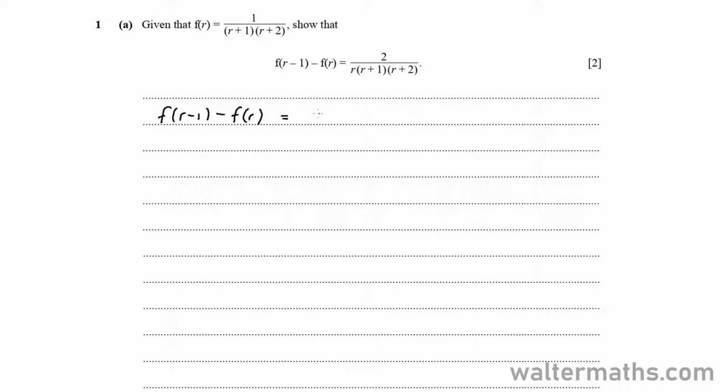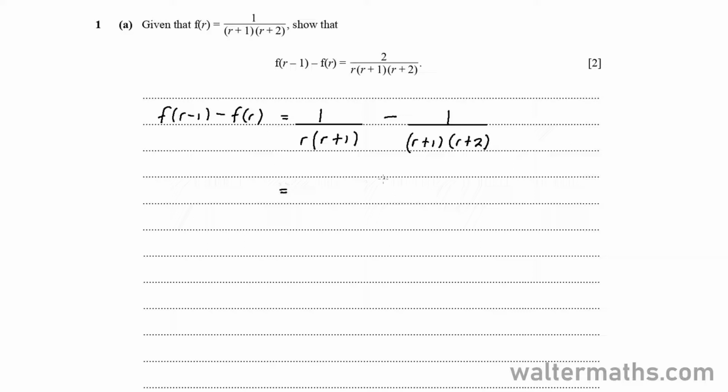This is going to be equal to, for f of r minus 1, we're substituting r minus 1 for r here. So it means that we'll be having 1 over, that's r minus 1 plus 1, which is r, and the bracket r minus 1 plus 2, which is r plus 1. And it's going to be minus f of r, this fraction that we already have, so it's 1 over (r plus 1)(r plus 2).